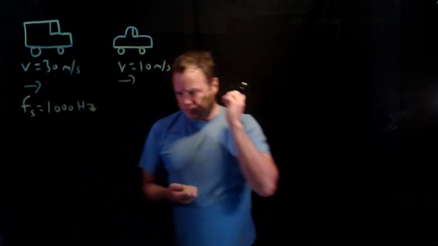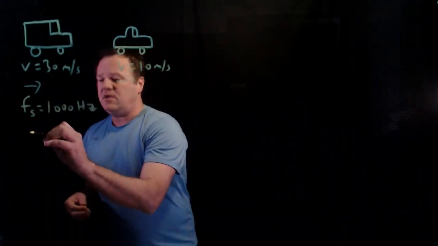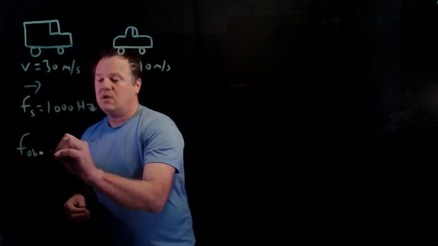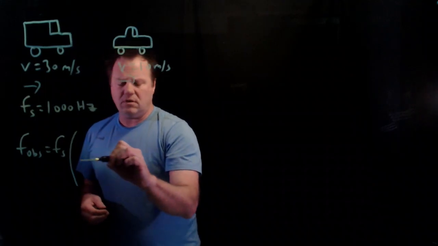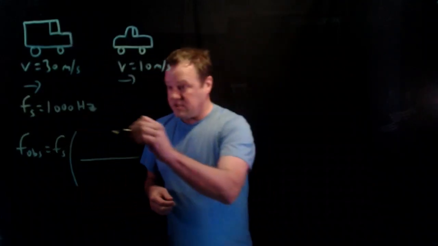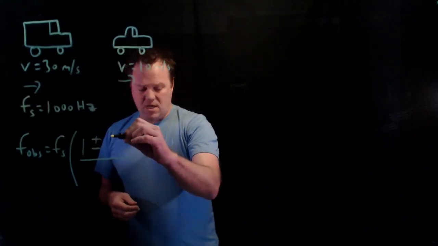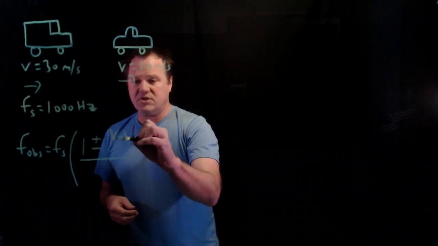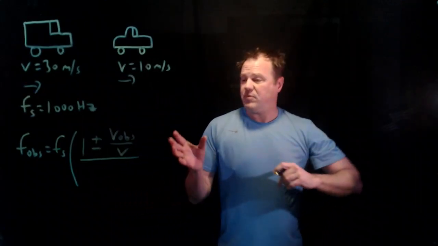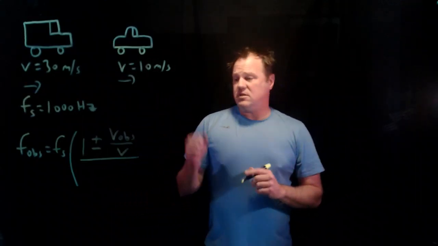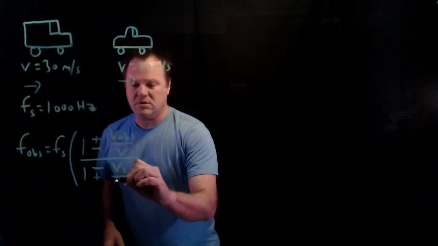Okay. So the general purpose formula for the Doppler effect looks like this. If we want to get the observed frequency, it equals the source frequency, and you'll see different ways of writing this that are probably correct, but this is how I do it. So 1 plus or minus the observer's velocity divided by the speed of sound. The v without a subscript here is the speed of sound. And then we have 1 minus or plus the speed of the source over the speed of sound.